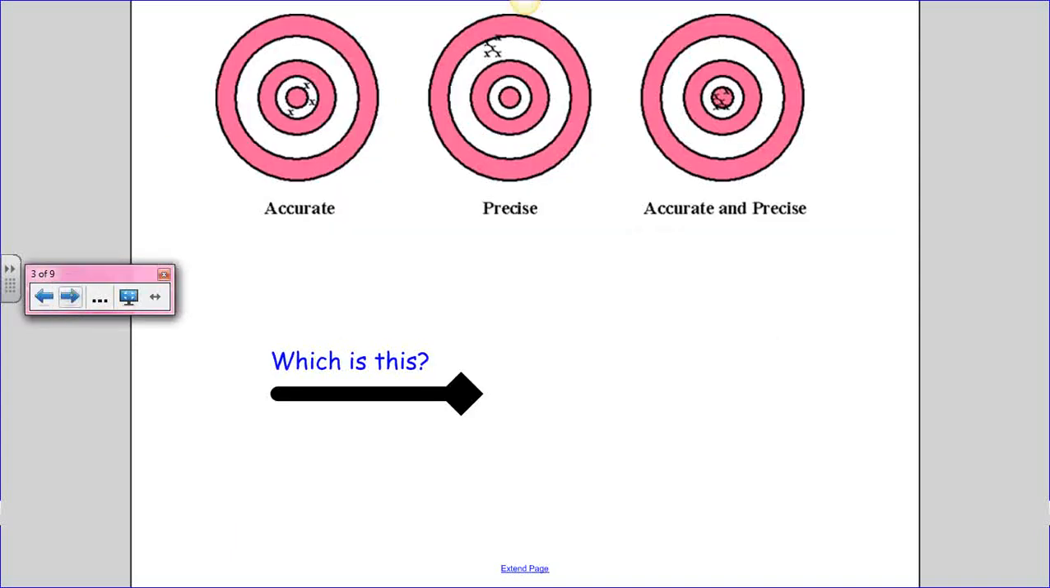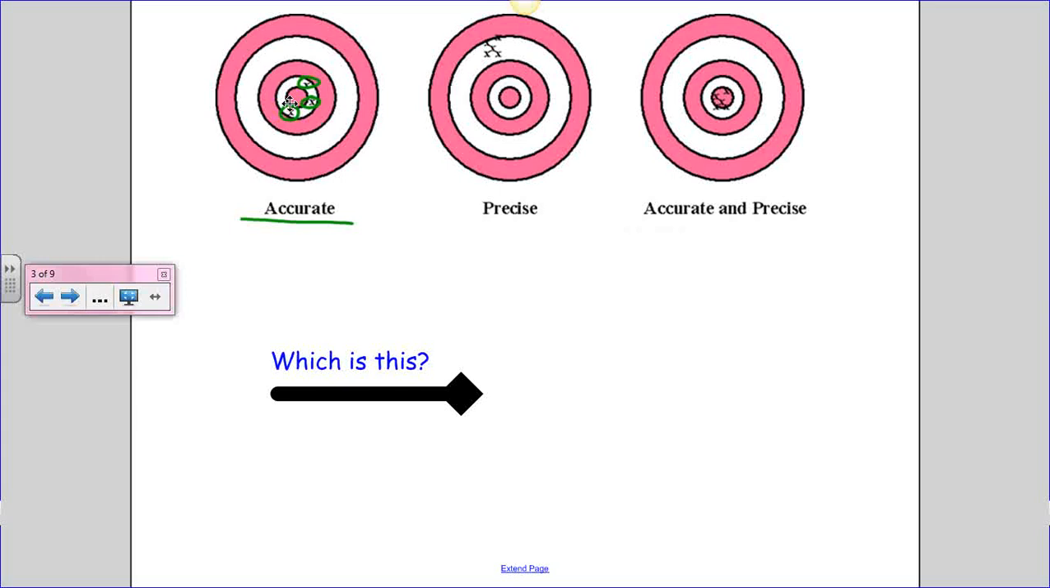So if we look at these targets and the data points on the targets, we can figure out if they are accurate, precise, or both. So for the first one, we have 3 little data points, and they're all around the bullseye. So that's good. That means they're accurate. But they're not really clumped together. They're kind of spread all the way around the bullseye. So this target is only accurate.